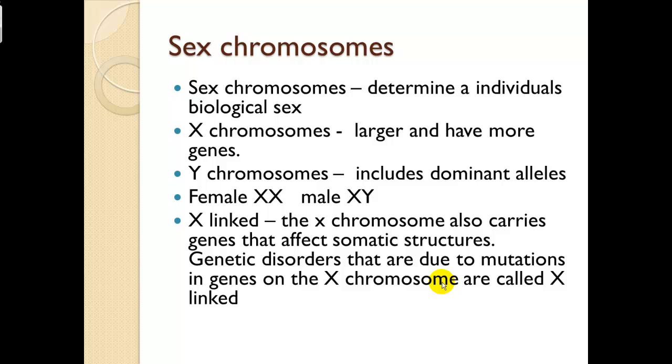Sex chromosomes. Sex chromosomes determine an individual's biological sex. You have X chromosomes, which are larger and have more genes to them, and you have Y chromosomes, which include dominant alleles. Female is going to be XX and the male is going to be XY as far as sex determination. We do have things called X-linked as well. The X chromosome also carries genes that affect somatic structures. Genetic disorders due to mutations in genes on the X chromosome are called X-linked. Now, what these give us is things like Huntington's and Marfan's and things like this.